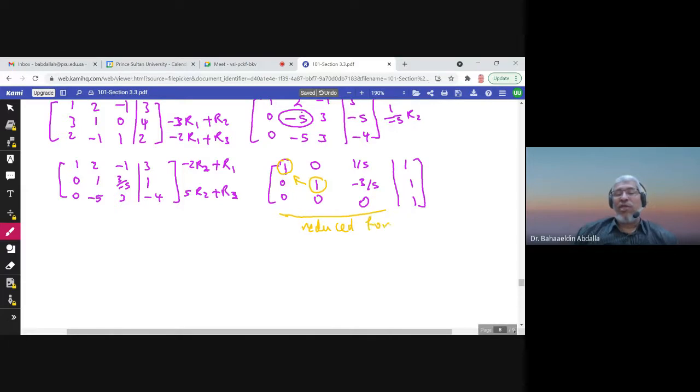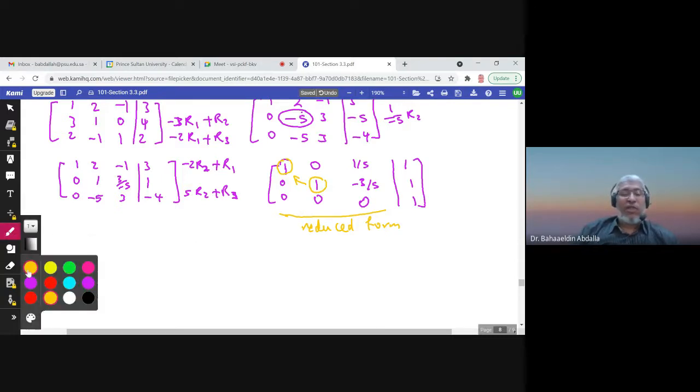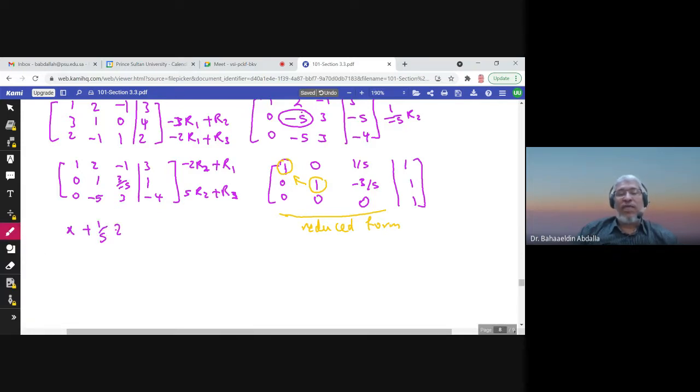So I must now get a solution. I can write the equations if I want. The first equation is x plus 1 over 5 z is 1, and y minus 3 over 5 z is 1, and the last equation gives 0 times x plus 0 times y plus 0 times z, 0 equals 1. This is not possible. 0 equals 1 is impossible. So the solution set is phi, and this system has no solution.